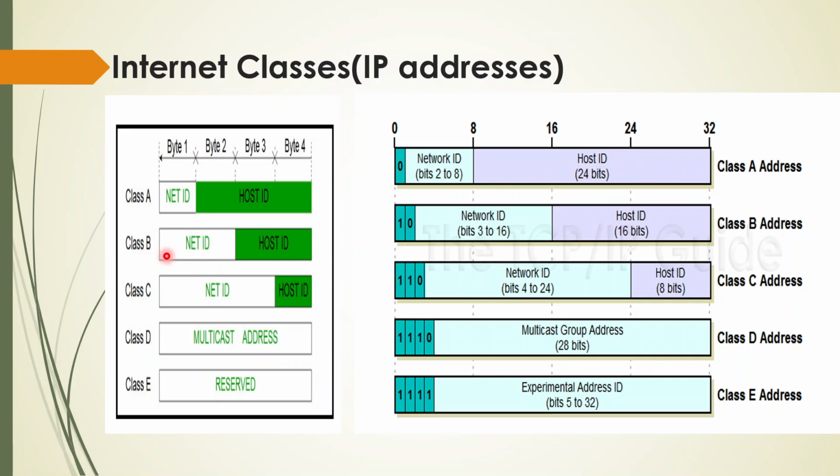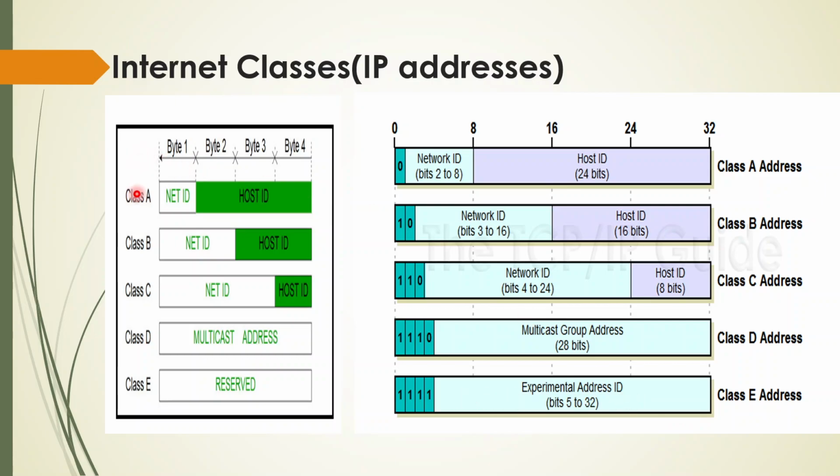Next is class B. Two bytes are the net ID and the remaining are the host ID. Here we have the leading 10. For class C we have 3 bytes of net ID and the remaining 1 byte is the host ID. For class C, 110 is compulsory. For class D we have a multicast address, with 1110 as the multicast group address. And class E is reserved, with 1111.